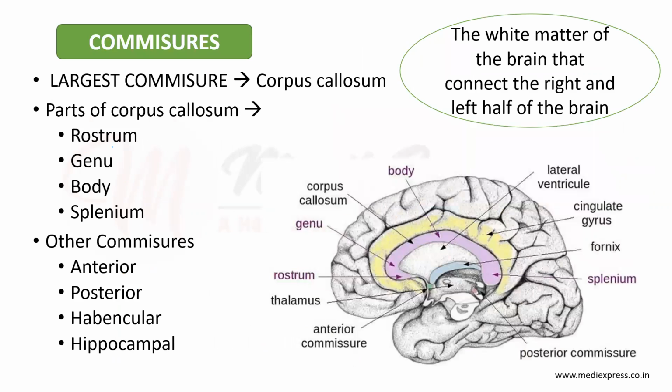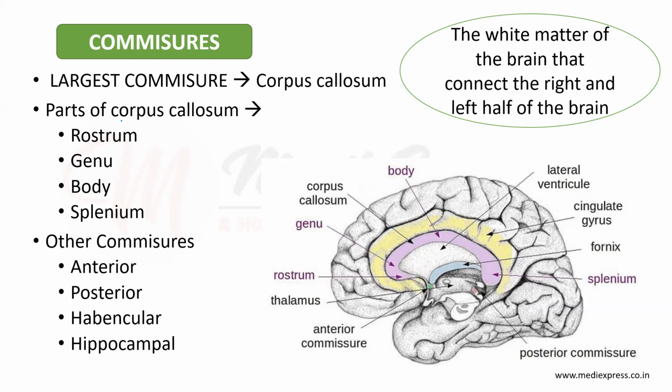Now next, coming to the commissures. This is a very important one. The largest commissure is the corpus callosum. Before that, we'll just see what a commissure is. It is the white matter of the brain that connects the right and the left half of the brain. That is called a commissure. Now, the largest commissure is the corpus callosum.